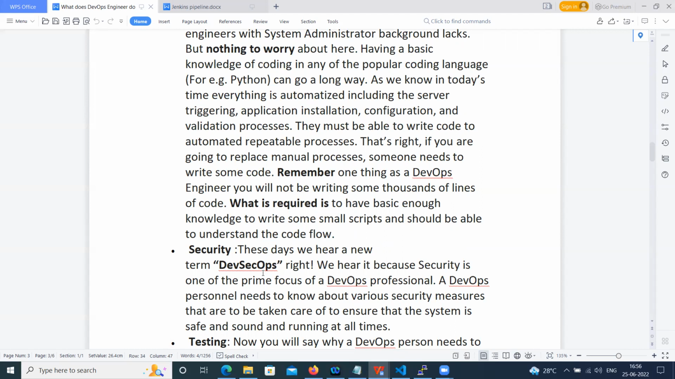A DevOps person needs to know about various security measures that are to be taken care of to ensure that the system is safe and sound and running at all times. For example, if you create any EC2 instance, you should open only limited ports. Suppose you need HTTP, then you should open only port 80. If you want to access that instance using SSH, you should open port 22, and with your IP only. That is a security practice we have to follow whenever we create new resources or give access permissions. So for a DevOps engineer, you should have knowledge about security.